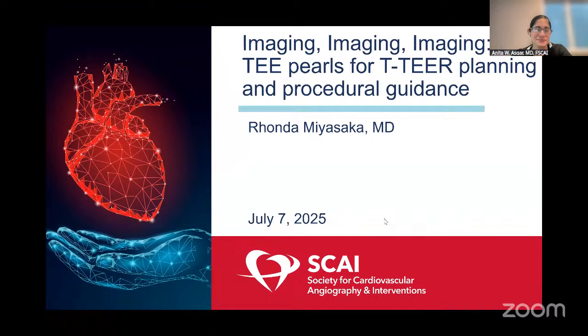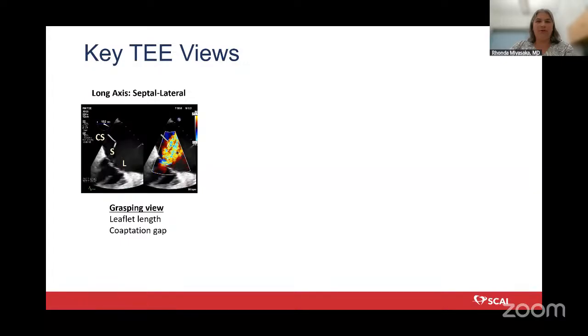Yes. Okay, perfect. So I'm going to be talking about TE imaging and really trying to focus on what techniques we can use to understand tricuspid anatomy for the purpose of tricuspid TEER. I think everyone is familiar with our standard TE views that we need for tricuspid evaluation. We need a long axis view that lays out the valve and shows us our septal and lateral leaflets. This is going to be our grasping view. It tells us what our leaflet lengths are, what our coaptation gaps are, the subvalvular apparatus, our TR mechanism.